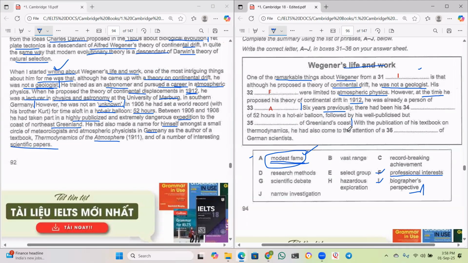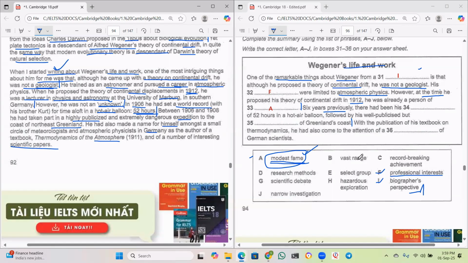Okay. Now, what was given? In 1906 means 6 years previously, right? He had set a world record for the time aloft in a hot air balloon, 52 hours. Yes, exactly. So there had been his world record of 52 hours. So what is the synonym for world record? That should be my answer.